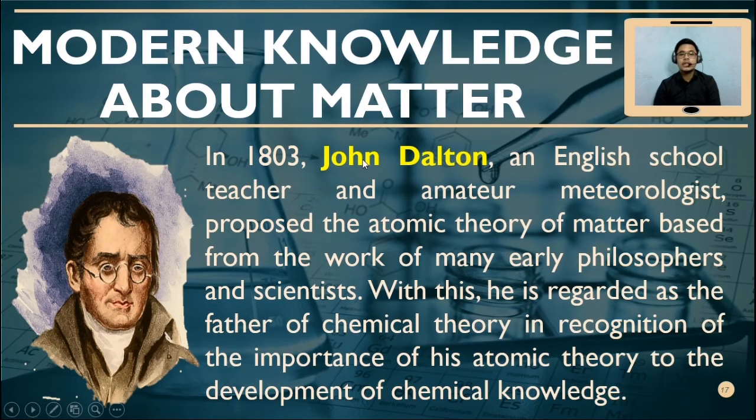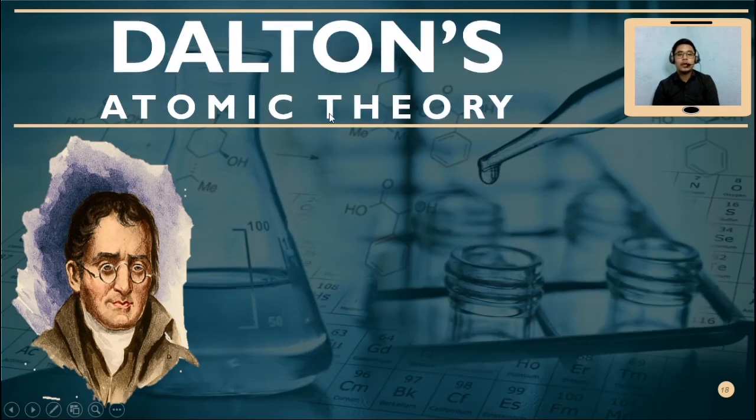So he is actually John Dalton in the year 1808, wherein John Dalton is an English school teacher and an amateur meteorologist who proposed the atomic theory of matter based from the work of many early philosophers and scientists. With this, he is regarded as the father of chemical theory in recognition of the importance of his atomic theory to the development of chemical knowledge. And from that, John Dalton proposed what we call the atomic theory made by him. So what is this Dalton's atomic theory all about?